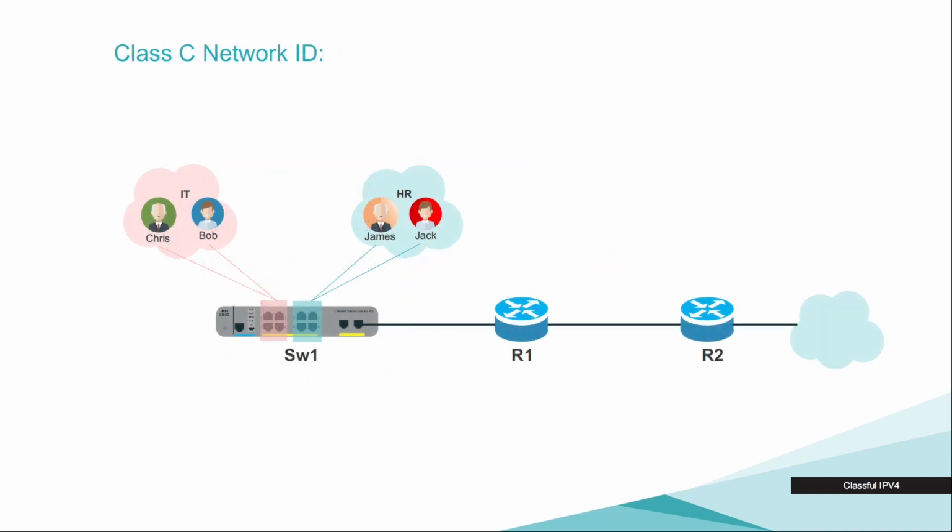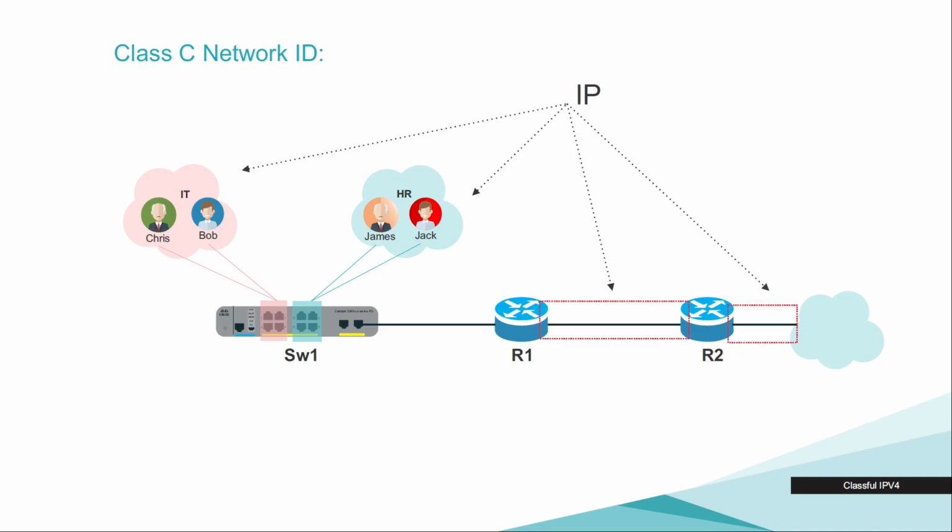Let's explain more about the network address. And by the way, the network address is the same as the network ID. You can tell from the name, it's the ID of our network. Let's take a look at our example here in order to understand the network address more. In our network, we have switch 1, router 1, and router 2. Switch 1 has 2 VLANs, IT VLAN and HR VLAN. So we need to assign IP addresses to the IT VLAN, the HR VLAN, the link between router 1 and router 2, and the link between router 2 and our internet.